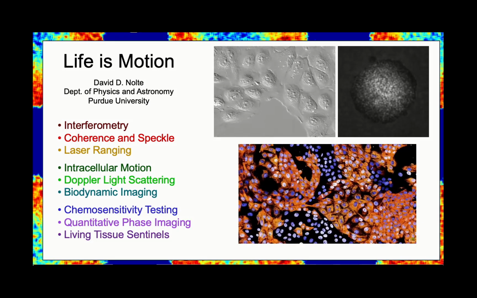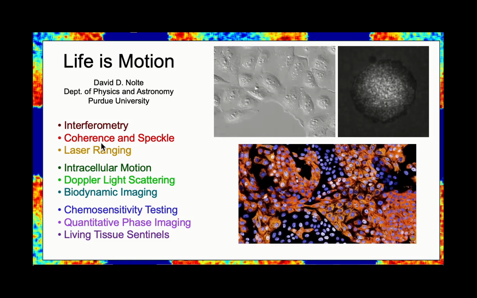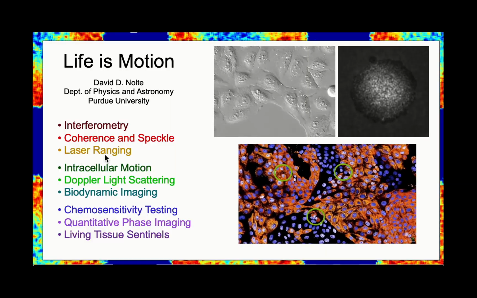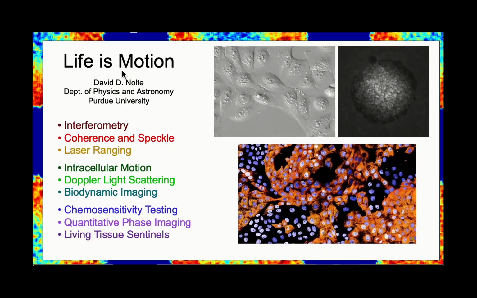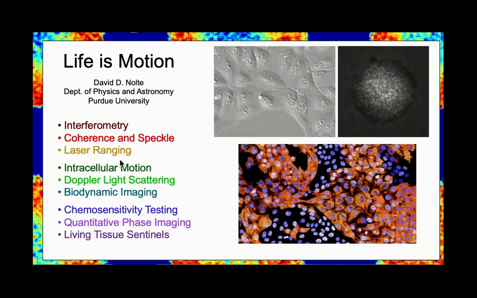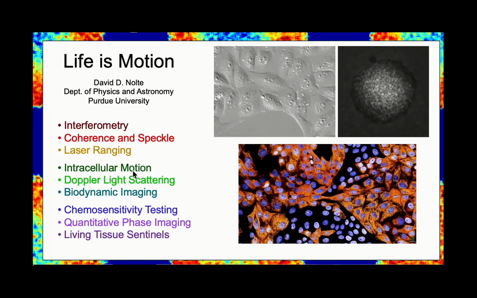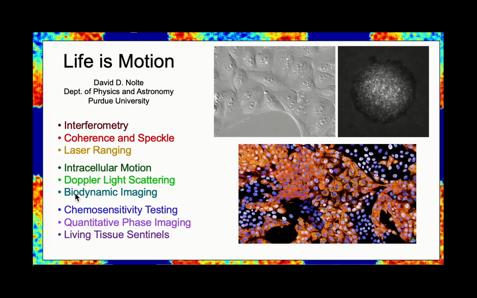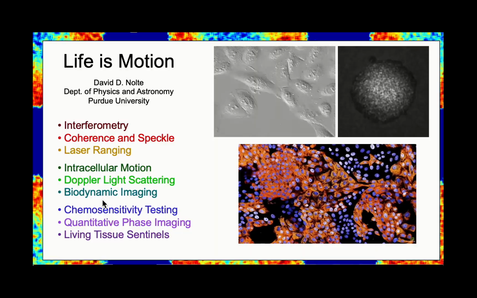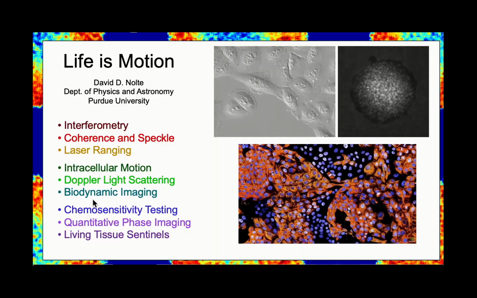In this talk, I'll be describing how we use interferometry and coherence and speckle and laser ranging to use motion as a way of measuring properties of life. And I'll say a lot about intracellular motion and Doppler light scattering, and then I'll describe this imaging technique that we've been developing over many years now called biodynamic imaging.